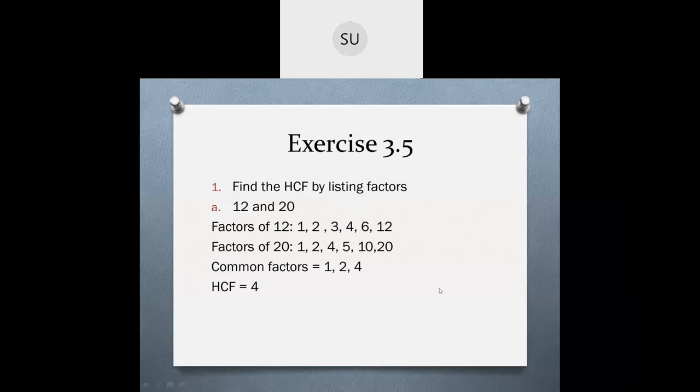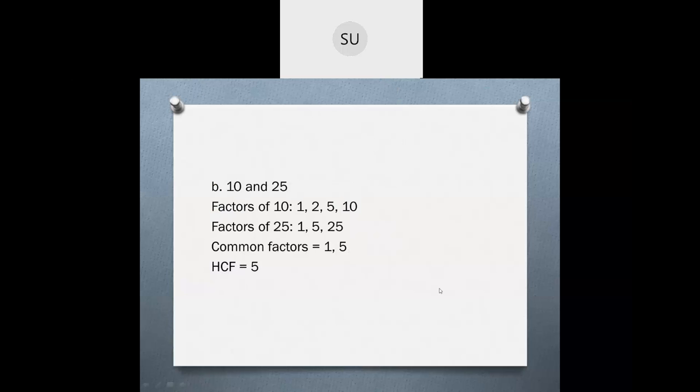Question B. So 1b is 10 and 25. So first we'll write down the factors of 10. So we have 1, 2, 5 and 10. Then the factors of 25 are 1, 5 and 25. So here the common factors are 1 and 5.